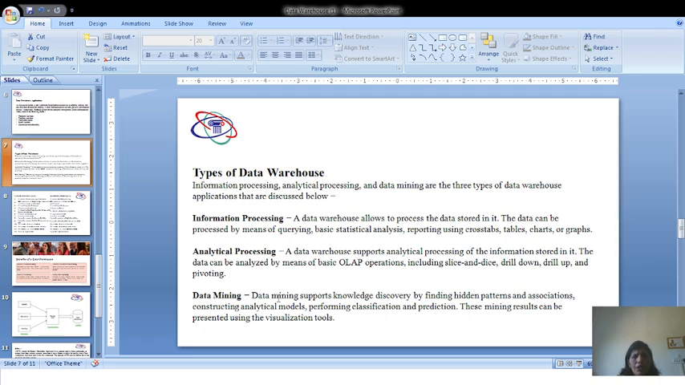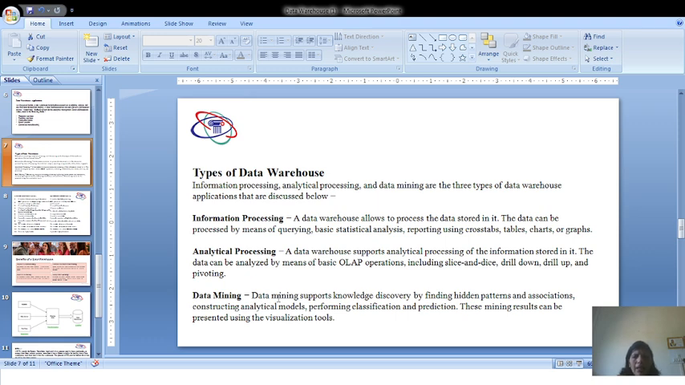Now, types of data warehouse. There may be different types of data warehouse; I have considered three. First one is information processing. A data warehouse allows us to process the data stored in it. The data can be processed by means of querying, basic statistical analysis, and reporting using crosstabs, tables, charts, or graphs.